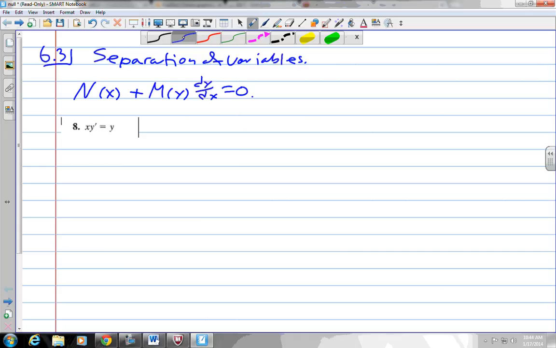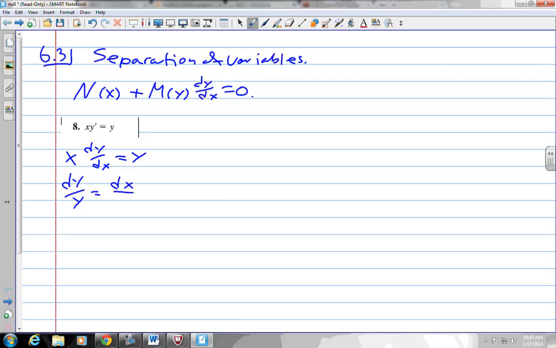And, well, can we do this algebraically? You really have x dy dx equals y. So, as before, we'll just divide both sides by y, divide both sides by x, and multiply by dx. We'll get dy over y equals dx over x. Do you see how we're able to accomplish that?